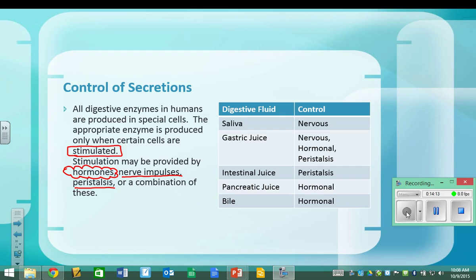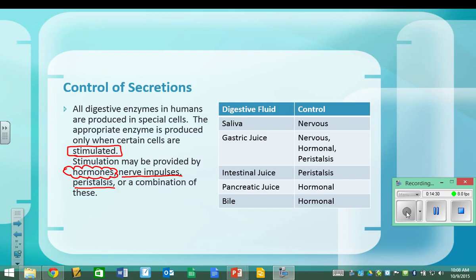So if I take a look at the chart on the right, this is a nice little summary of how each of the fluids is controlled. And then we are going to talk more specifically about the 3 that have a hormone involved.